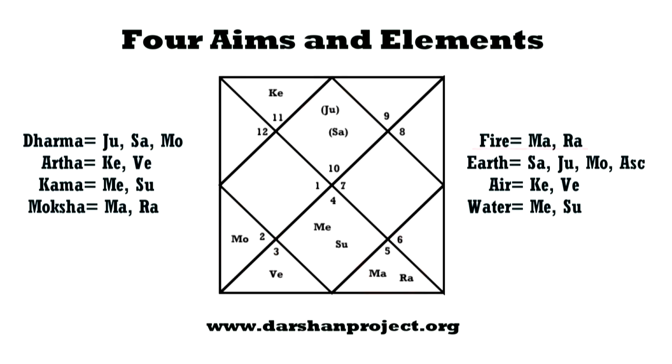Looking at his fire signs, we see that Mars and Rahu are in the eighth house in Leo. Moving on to his Artha houses, there's Ketu in the second house, in Aquarius, and Venus in the sixth house in Gemini. For the earth signs, there's Saturn, Jupiter, and his ascendant in the earth sign of Capricorn, along with the moon in the fifth house in Taurus. And now counting the Kama houses, there's Mercury and Sun in the seventh house in Cancer. And the air signs, there's Ketu in the second house, as well as Venus in the sixth house in Gemini. Finally, with the moksha houses, there's Mars and Rahu in the eighth house. And with the water signs, there's Mercury and Sun in the water sign of Cancer in the seventh house.